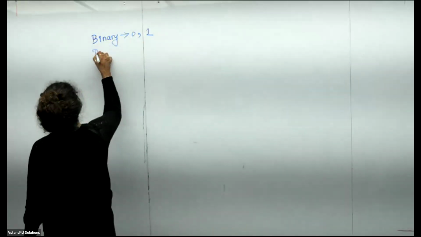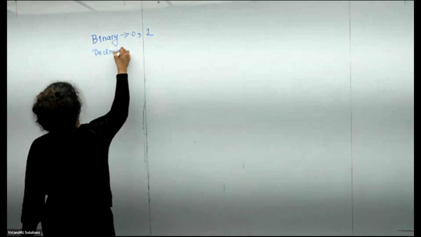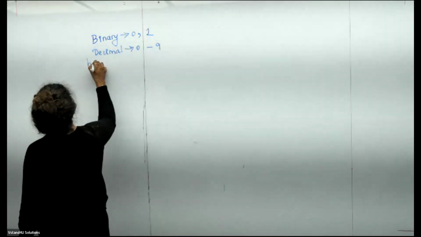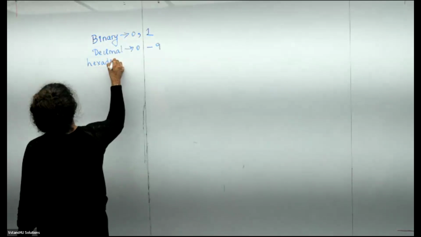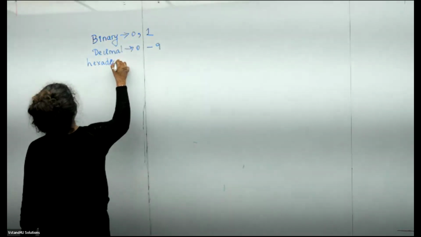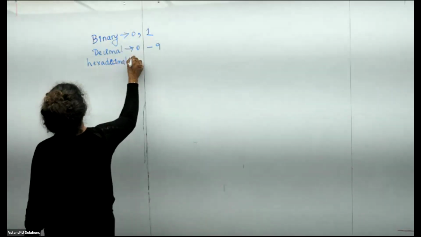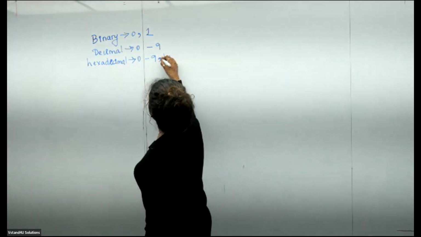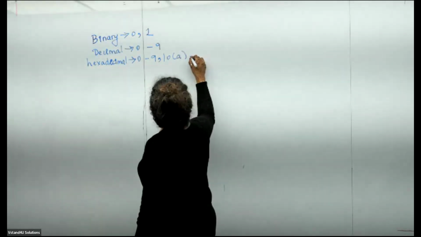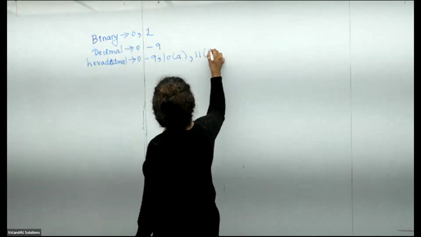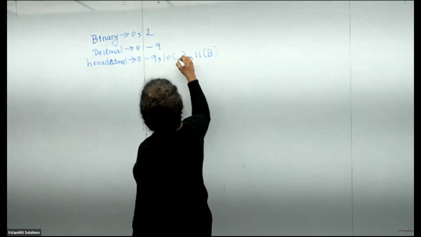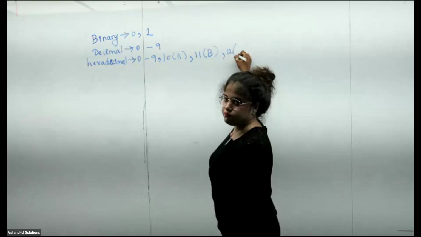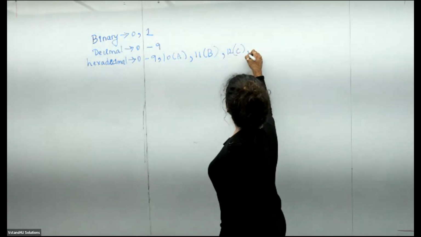Your decimal value ranges from 0 to 9. Your hexadecimal value has 0 to 9, and your 10th value is called A. Your 11th value is called B. Let me write in capital. And the 12th value, then 13th.